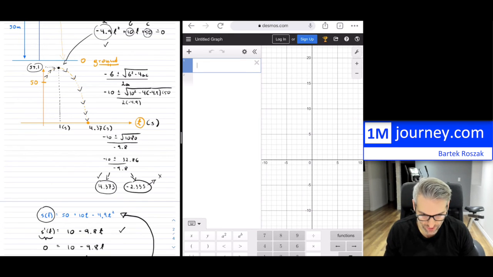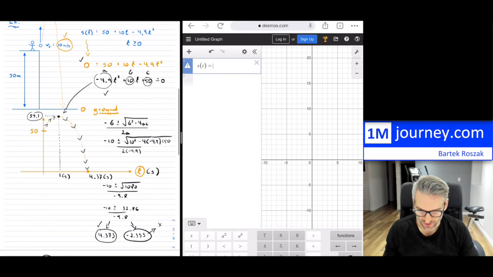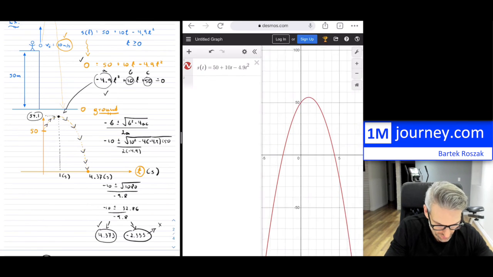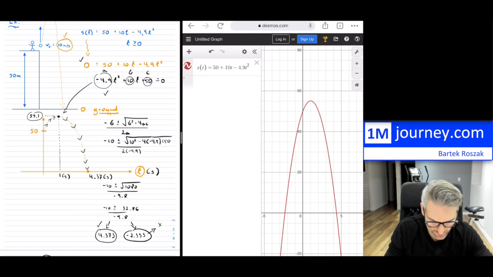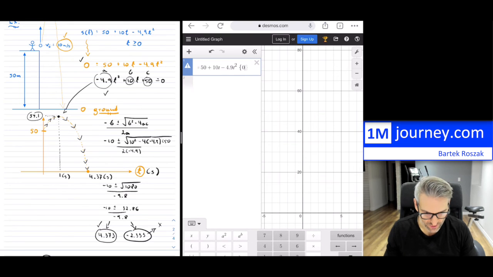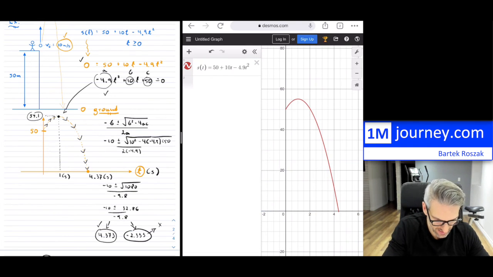And so what do we have here? We have S of t equals 50 plus 10t minus 4.9t squared, and there you have it. This is how it looks. But of course, we have a restriction in here. So t is between 0 and now we know what the time was. That was approximately 4.37. There we go. That's exactly what it is.